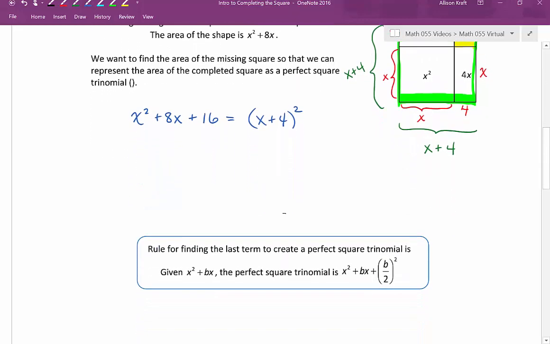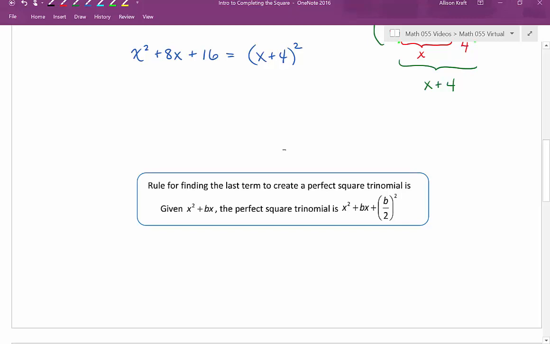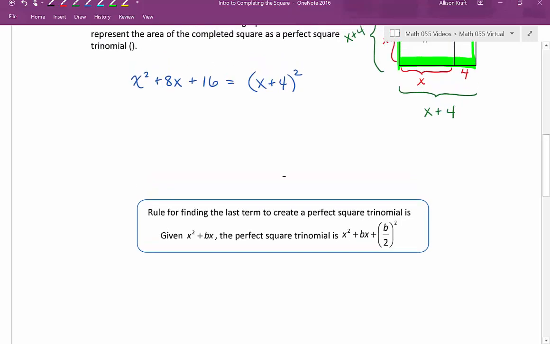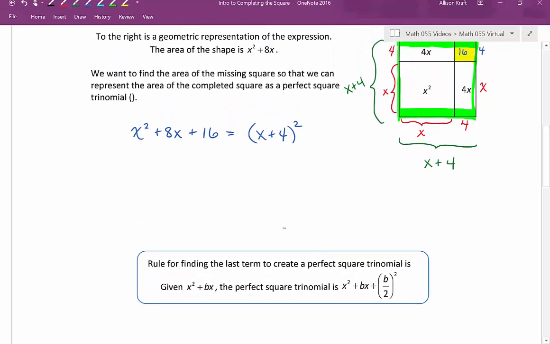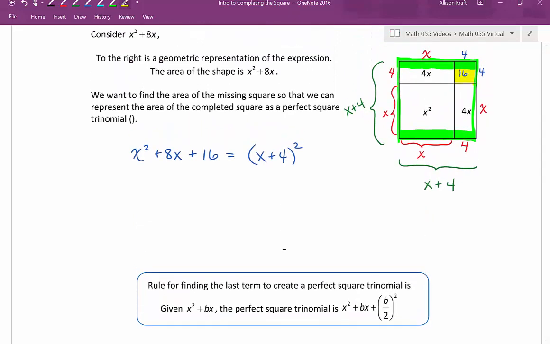Now, of course, we don't want to draw out a picture like that every time we want to complete the square, so we have a general rule for finding the last term to create a perfect square trinomial. Given x squared plus bx, the perfect square trinomial is x squared plus bx plus b divided by 2 squared. And you'll notice if we take our b value, which is 8, divide it by 2, and square it, that's going to be 4 squared, which is 16, which is exactly the number we got from our diagram.